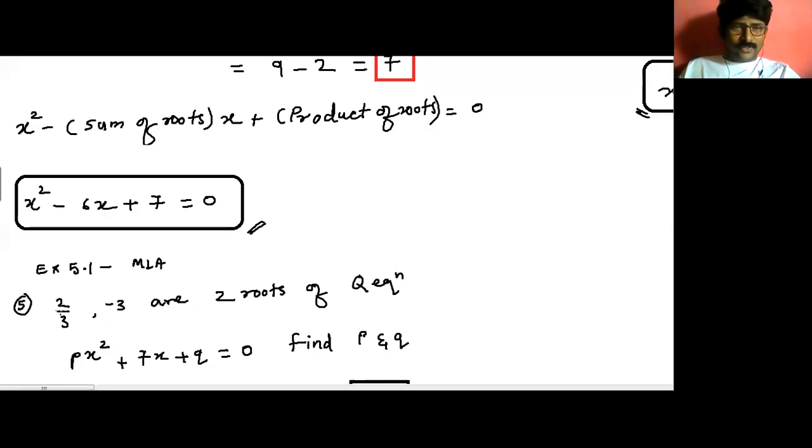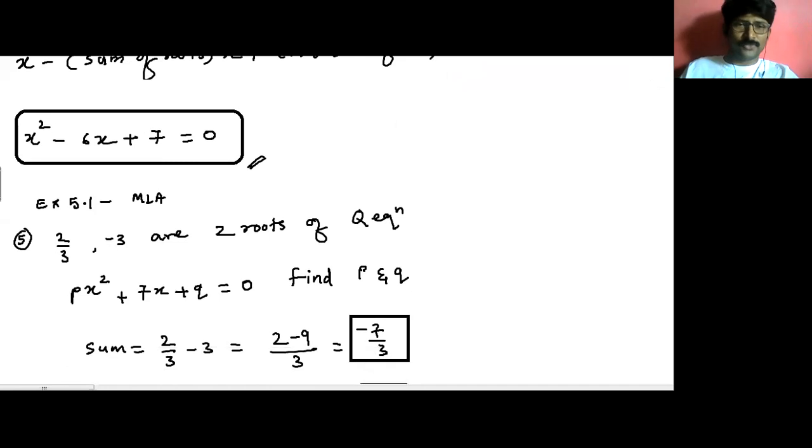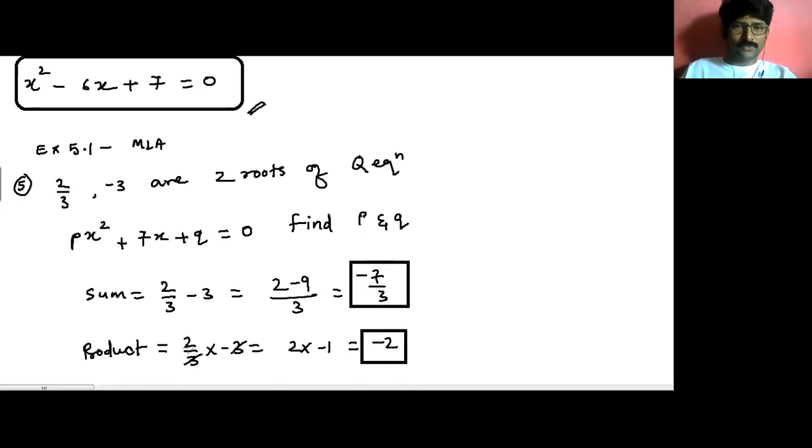Okay, guys. Now, I hope you got the answer. If not, please check the next part of the video. So 2 by 3 and minus 3 are the two roots. From here, you're going to get the sum of the roots. So the sum of the roots will become 2 upon 3 minus 3. Once you simplify that, you're going to get (2 minus 9) upon 3, which equals minus 7 upon 3. Now what will be the product of the roots? The product of the roots would be 2 upon 3 into minus 3, which gives 2 into minus 1, which equals minus 2.